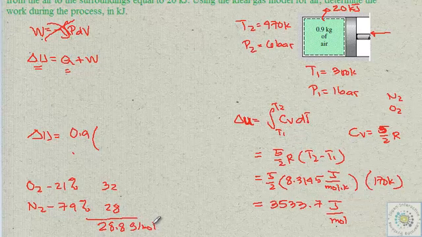Since we're given 0.9 kilograms, I just convert this 0.9 kilogram into grams, using 1000 gram to 1 kilogram, and then I convert this to moles. How many moles will that be?